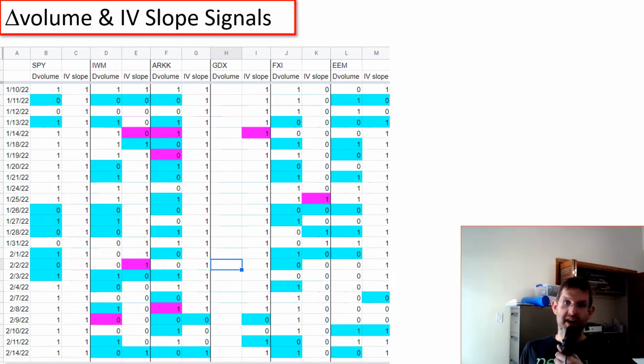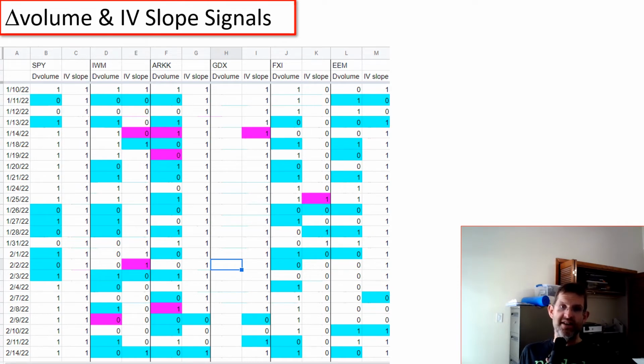So the D volume strategy forces me to go in and out of the market a lot, which is getting on my nerves, to be honest with you. And less so for the IV slope signal. The IV slope signal is on less frequently for most stocks. It's a lot less volatile, it seems.